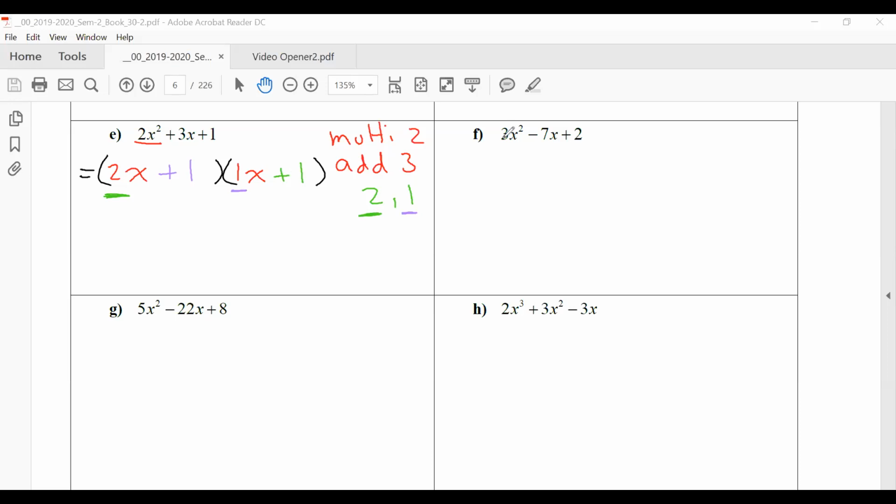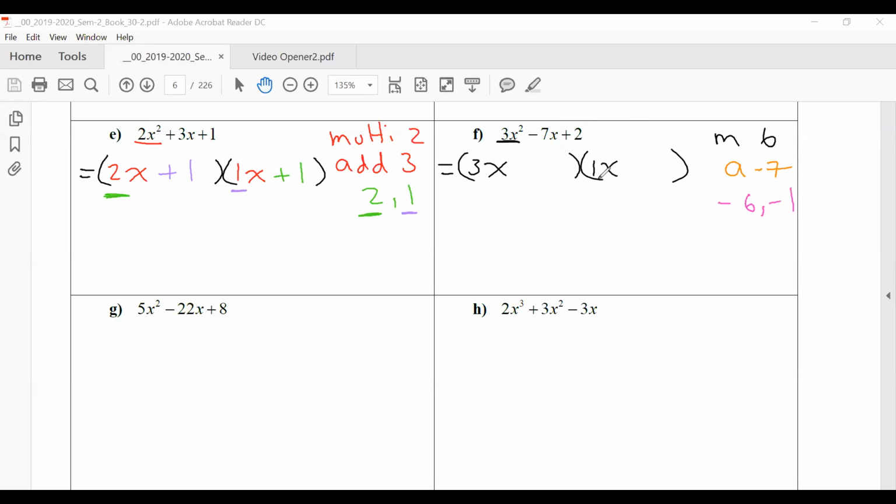Try another one. So 3 times 2, so I have to multiply to 6. I have to add to negative 7. So my numbers on this one are negative 6 and negative 1. So parenthesis, parenthesis. I say to myself, what multiplies to 3x squared? Well, it has to be 3x and 1x.